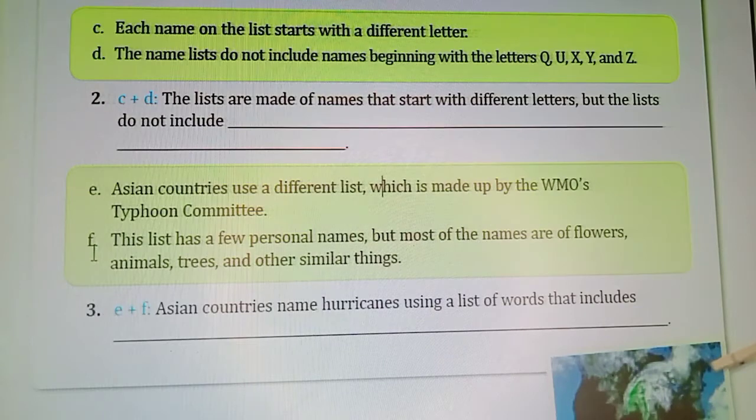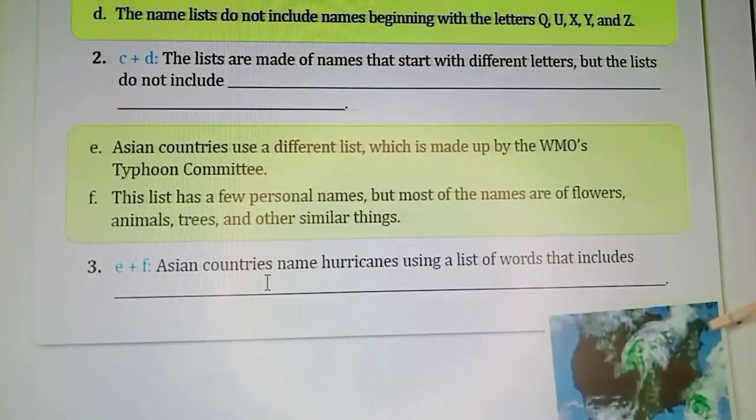The letter E, number 3. Sentence E and sentence F. The letter E. Asian countries use a different list which is made up by the World Meteorological Organization's Typhoon Committee. Second sentence, this list has a few personal names, but most of the names are of flowers, animals, trees, and other similar things.